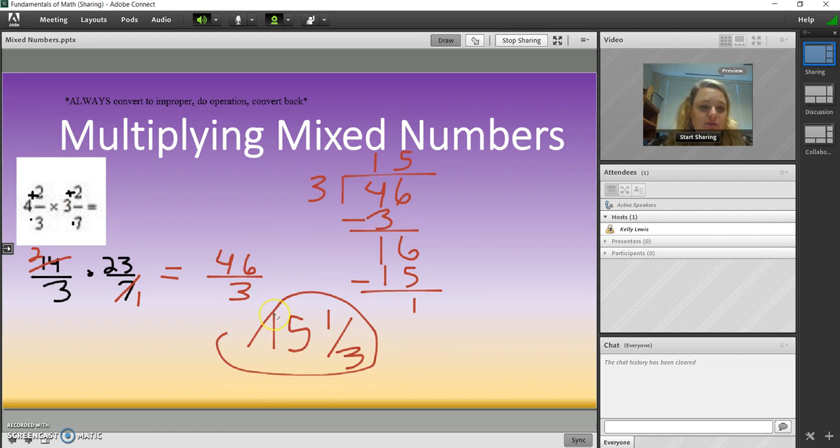Let's double check. 15 times 3, I know that's 45, and then plus 1 is 46, so we're great. So 4 and 2/3 times 3 and 2/7 is 15 and 1/3. If we had just done 4 times 3, that's 12. And then if we did 2 times 2, that's 4. And 3 times 7 is 21. That is not the correct answer.